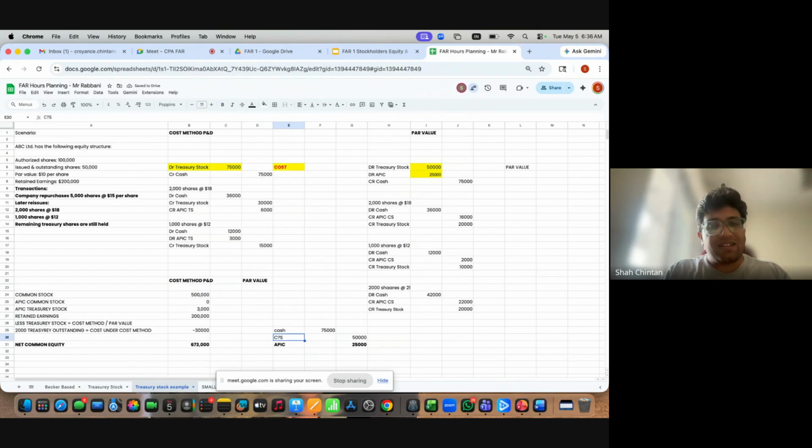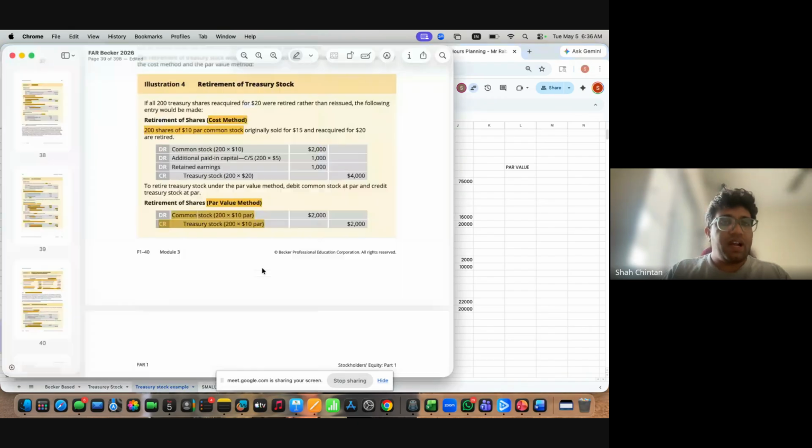So we are now canceling this common stock and we are canceling even the treasury stock. Only problem is your common stock here is at $50,000 and your treasury stock is at $75,000. So there is an imbalance of $25,000 which we need to reverse out. So what accounting entry we do? Common stock is reversed always at par value.